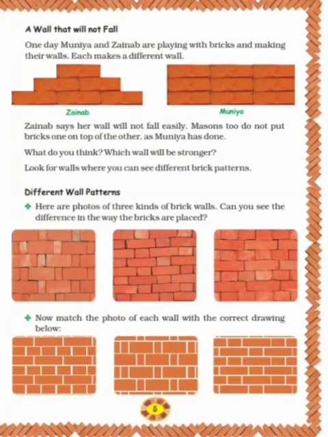Different wall patterns. Here are the photos of three kinds of brick walls. Can you see the difference in the way the bricks are placed? Yes, I can see the arrangement of bricks is different in each photo. That means the arrangement of bricks in the first one is different from the second one, while the second one is different from the third one. Now match the photos of each wall with the correct drawing.